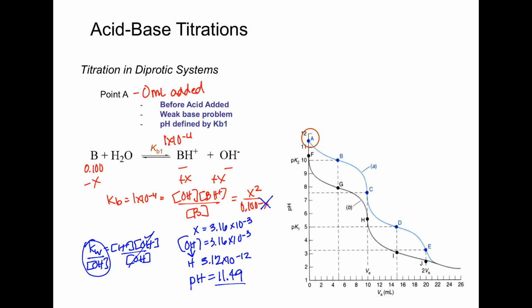So just to summarize there: because it's a weak base system, no acid has been added. We use an ICE table and the Kb, and we find the hydroxide, go from hydroxide to hydrogen ion, and then hydrogen ion to pH.